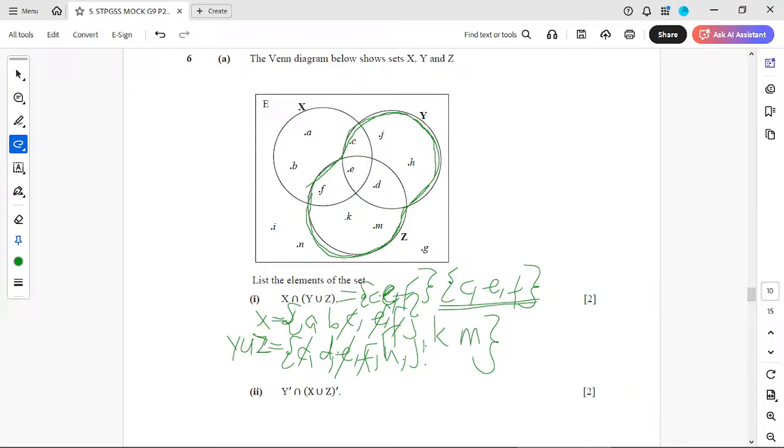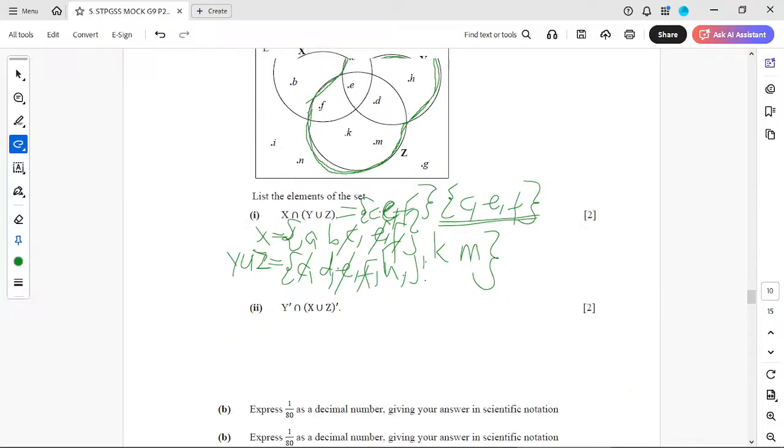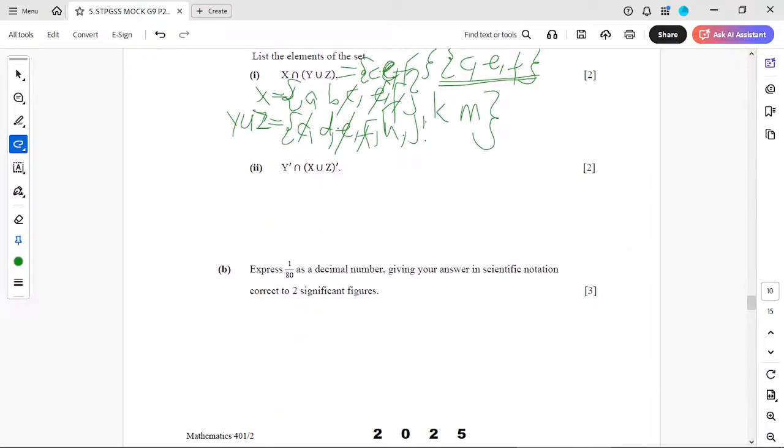If you have questions, you can ask in the comment section, but that's how you solve that one. Now we go to the next question. If you are confused anywhere, please use the comment section to ask. So we come to question 6A2, which is Y complement intersection X union Z complement.